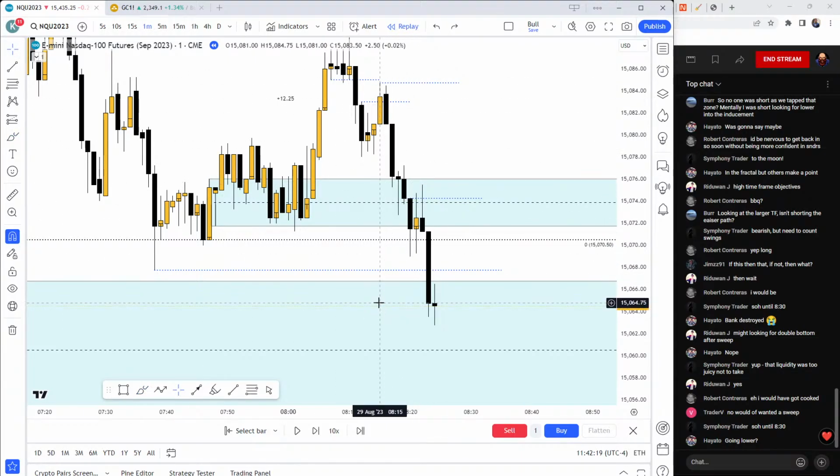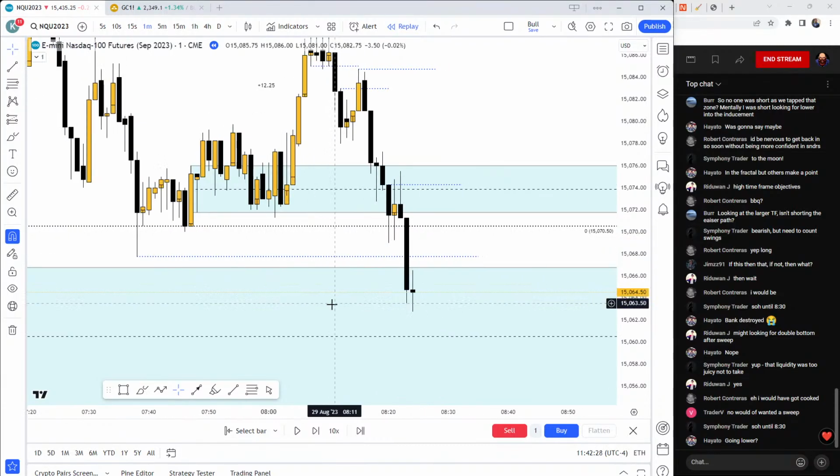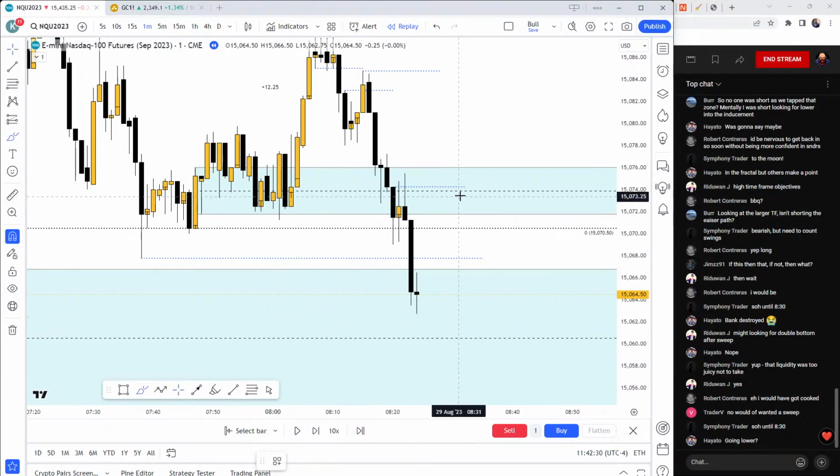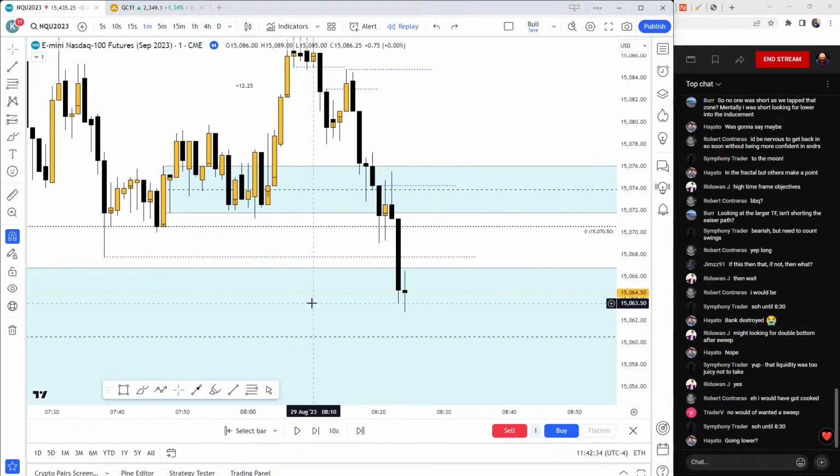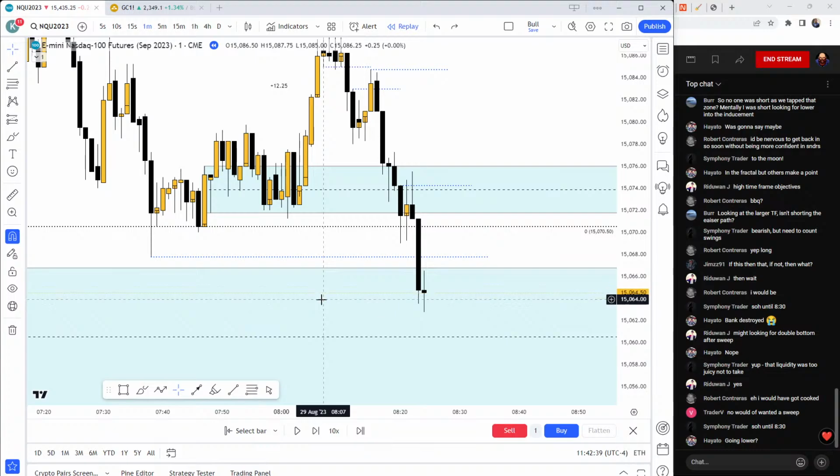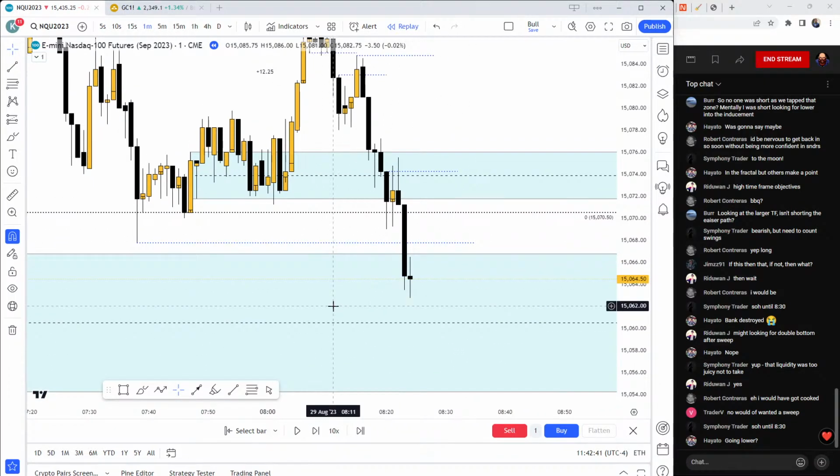Now, that being said, there's a strong possibility of this trading back up into this consolidation here before going lower, if we're going to go lower. Would we be looking to short from here? No. Why? We just tapped into a key point of interest.